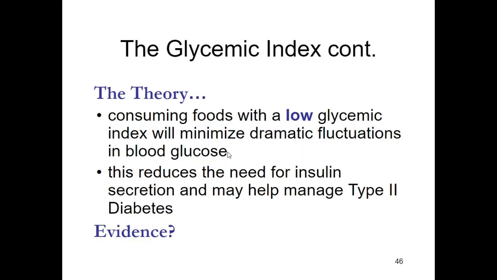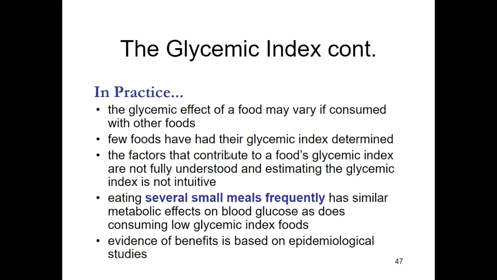So, the theory is that low GI will minimize dramatic fluctuations in blood glucose. Okay, so this reduces the need for insulin secretion and may help manage type 2 diabetes. The evidence is very high because this has been proven by a lot of high quality research. So how do we translate the theory into practice?